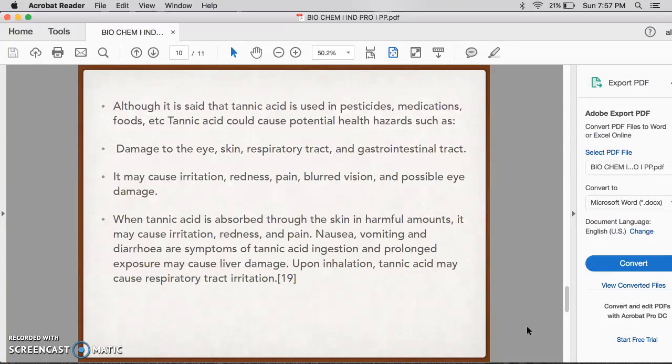When tannic acid is absorbed through the skin in harmful amounts, which, as we know, it would be if it were used in the production of makeup, as mentioned earlier, it can cause irritation, redness, and pain. Nausea, vomiting, and diarrhea are symptoms of tannic acid ingestion, and prolonged exposure may cause liver damage. Upon inhalation, tannic acid may cause respiratory tract irritation.